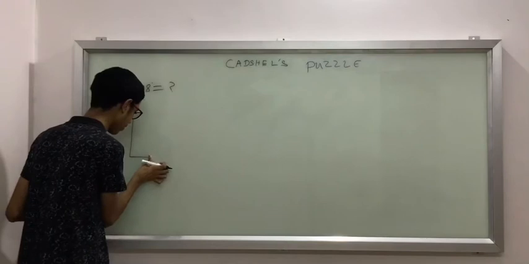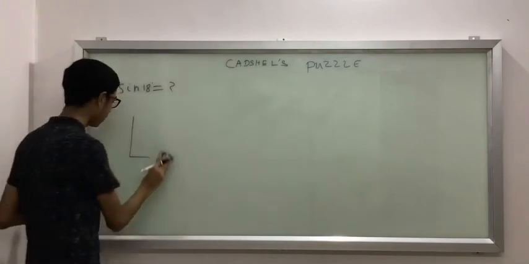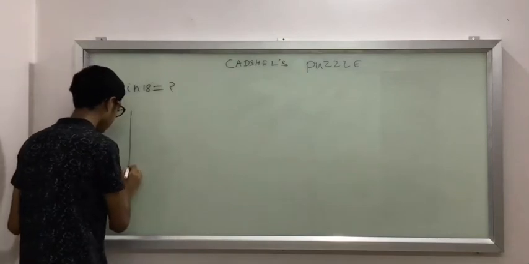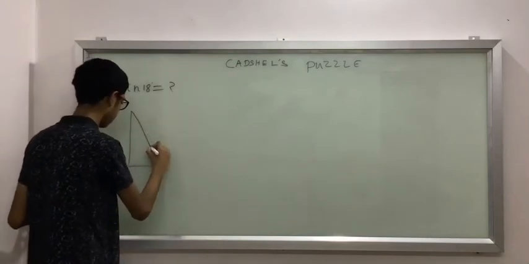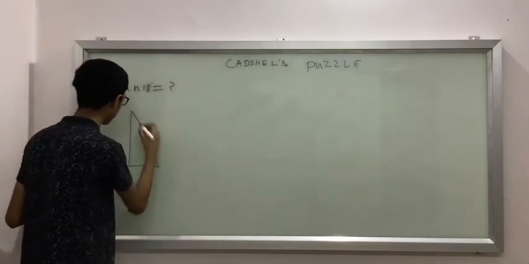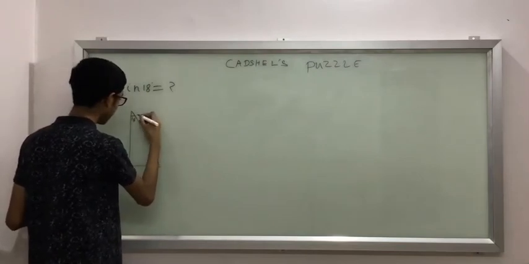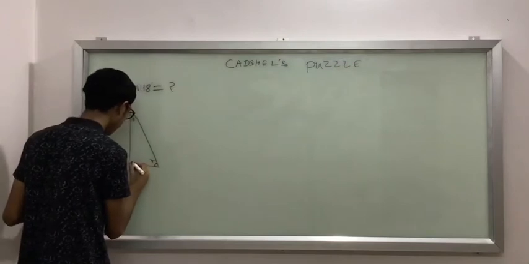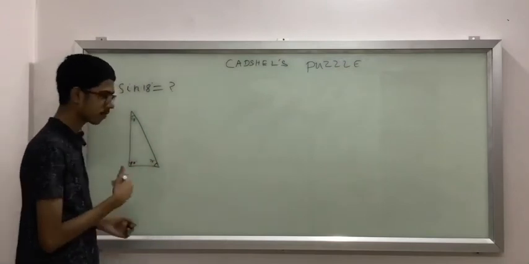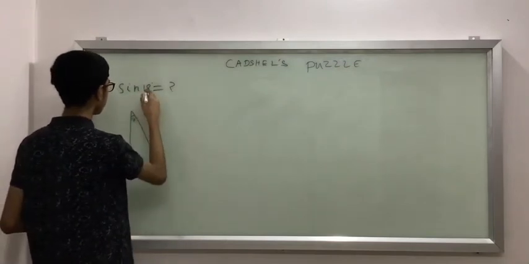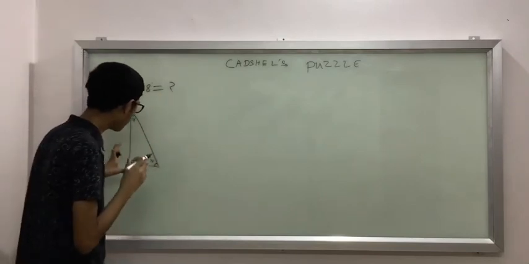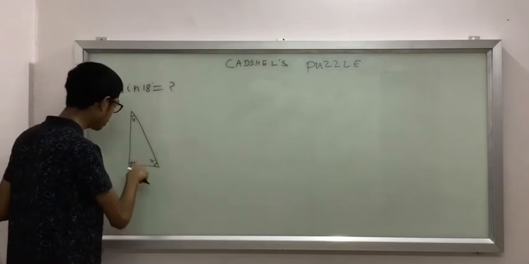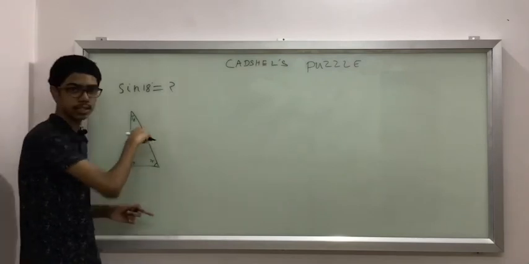This is 18 degrees, 72 degrees, 90 degrees. Okay. Now see, now I have to construct this triangle in some way such that I have to know this length and this length.